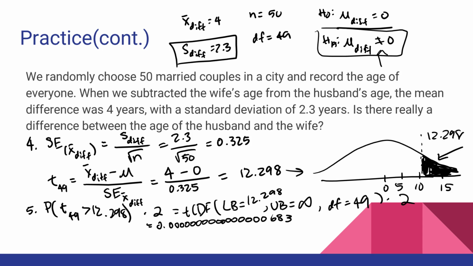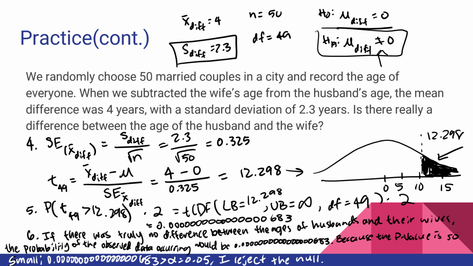So our conclusion is going to look like this. If there was truly no difference between the ages of husbands and their wives, the probability of the observed data occurring would be this very small number. Because the p-value is so small, less than alpha, I reject the null. So this should all be looking really familiar.